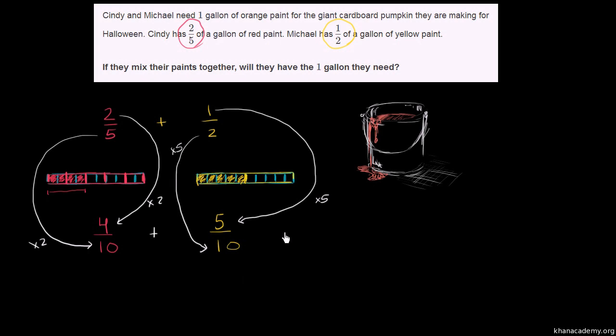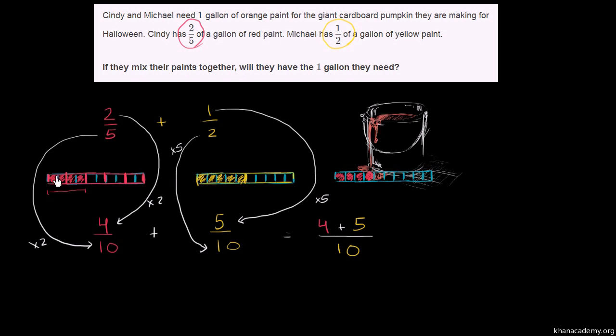4/10 plus 5/10. Well, this is going to be equal to a certain number of tenths. It's going to be equal to 4 plus 5 over 10. And we can once again visualize that. Let me draw our grid again. I'll do it on top of the paint can right over here. So let me color in 4/10. 1, 2, 3, 4, and then let me color in the 5/10.